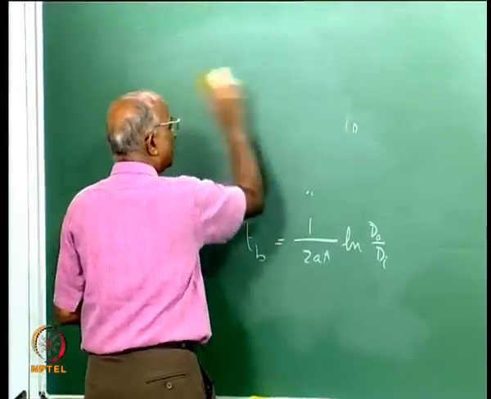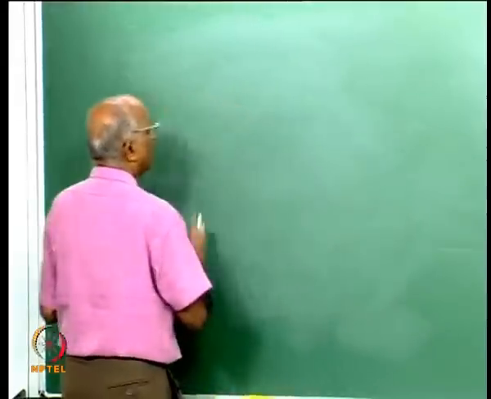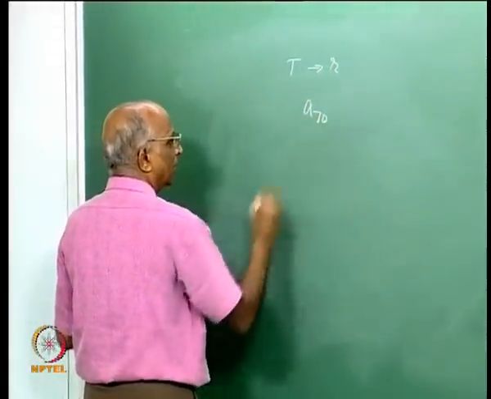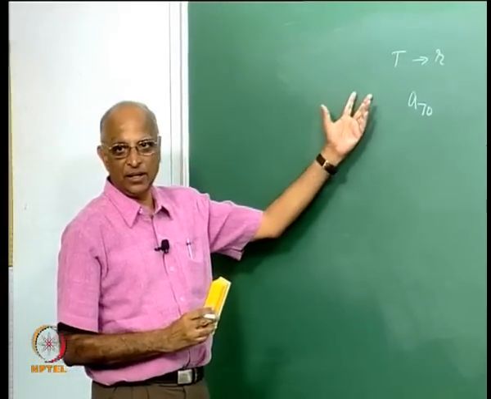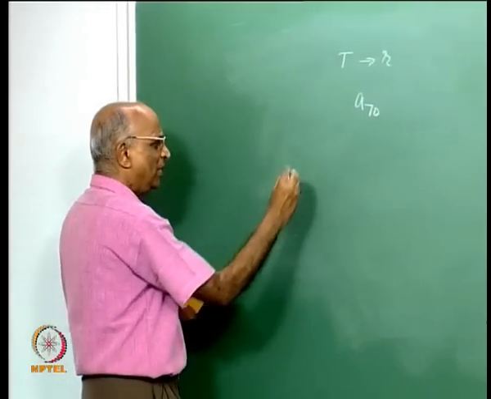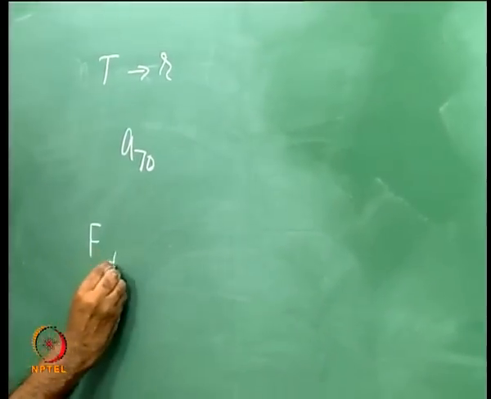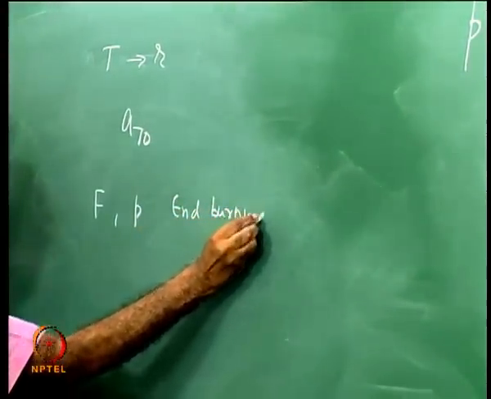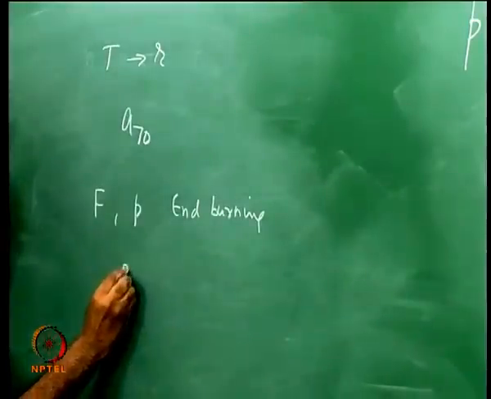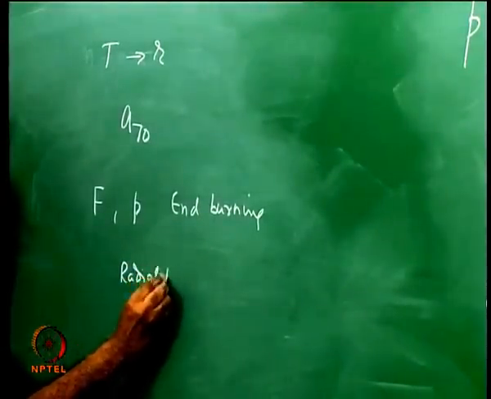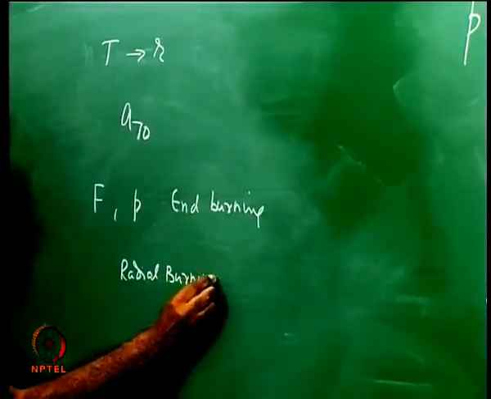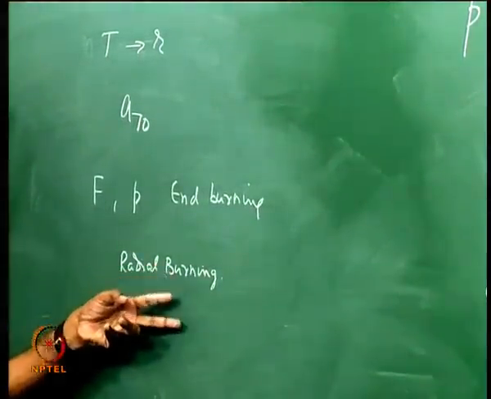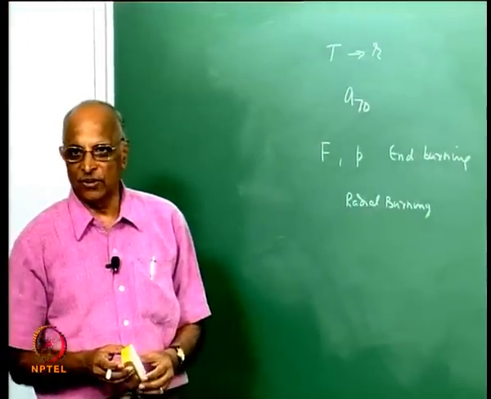Therefore, what have we done in today's class? We looked at the effect of temperature on burn rate. We also defined the value of A as A70 at a reference pressure of 70 bar. Then we learnt how to develop an equation for thrust and pressure for an end burning grain. We also did it for a radial burning grain, but we found that for radial burning grain the pressure evolution had to be done in increments, while the burning time we could solve using this particular equation.